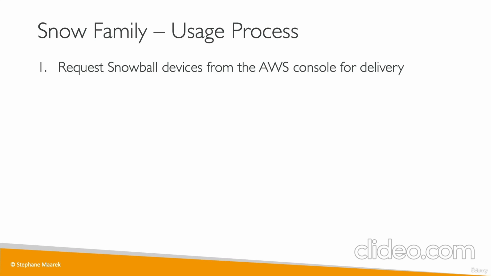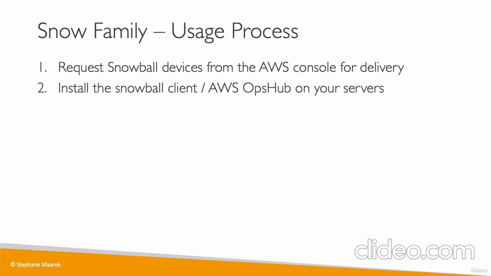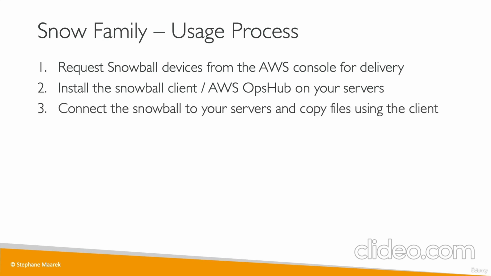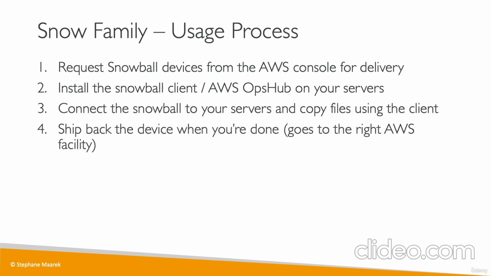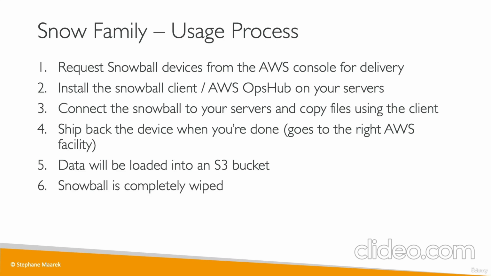Okay, so how do we use a Snow family device? Well, you request the device from the console for delivery, and we'll see this in the hands-on. Then we install the Snowball client, or we use AWS Ops Hub that we'll see in this lecture on your servers. Then we connect the Snowball to the servers and start copying the files in the client. Then we ship back the device when we're ready. It will go straight to the right AWS facility thanks to an e-ink marker. And the data will be loaded onto an S3 bucket. And then the Snowball will be completely wiped according to the highest security measures. So that's for the data migration.